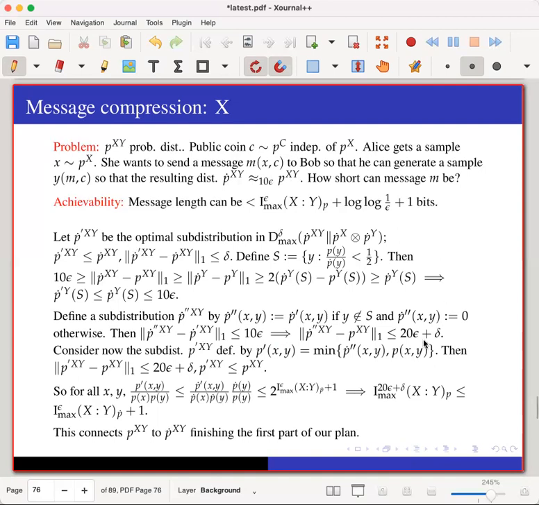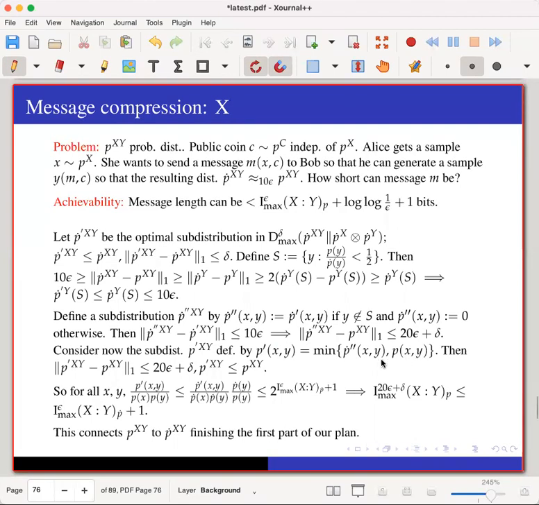So that is 20 epsilon. Consider now the subdistribution P prime xy defined. This P prime is basically the minimum, or the intersection, of probability distributions. Formally, at the symbol pair x comma y, it is defined as the minimum of P dot double prime and the original distribution.